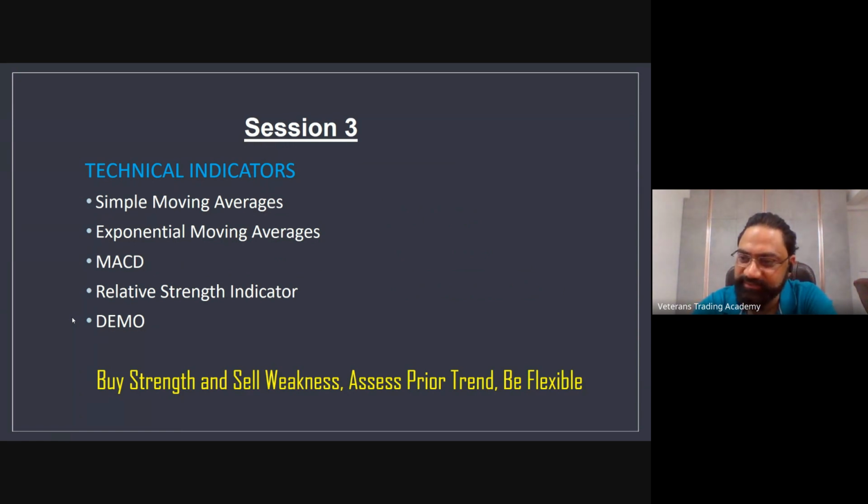Thereafter, we learned about MACD. It's a leading indicator, unlike simple moving averages or exponential moving averages, and it gives a forewarning before the trend change. Then we learned about the relative strength indicator, which helps us find overbought and oversold positions and how to use it for trading. Thereafter, we read some charts and used this practically to see how it appears in the market.